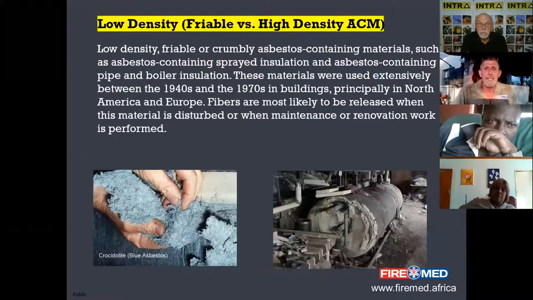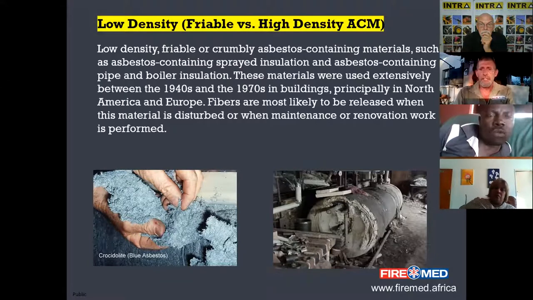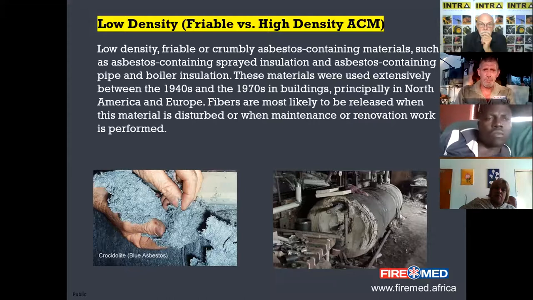We talk about a low density or friable or high density ACM. Low density friable is when it's raw asbestos. And if you have a look at the pictures there, that would be typical installation around a boiler. So these asbestos materials were sprayed on or packed in and then closed up with cement. These materials were used extensively between the 1940s and 1970s in buildings, particularly in North America and Europe.